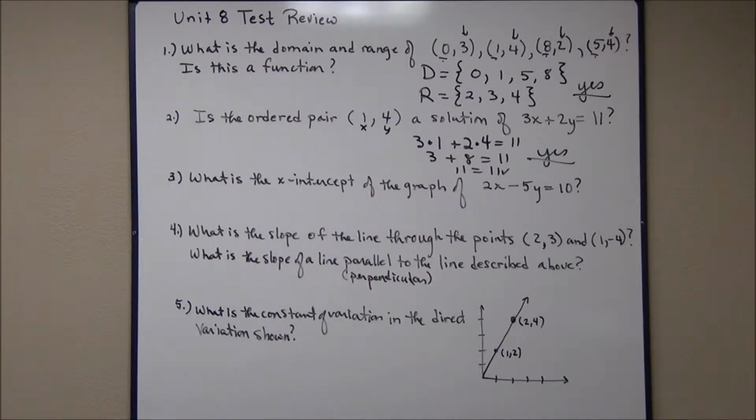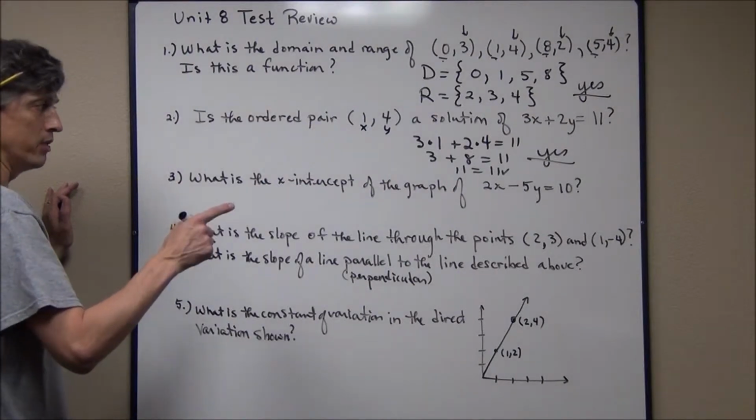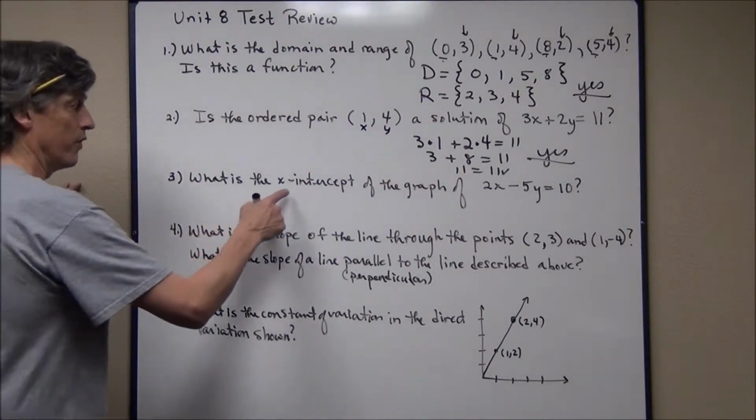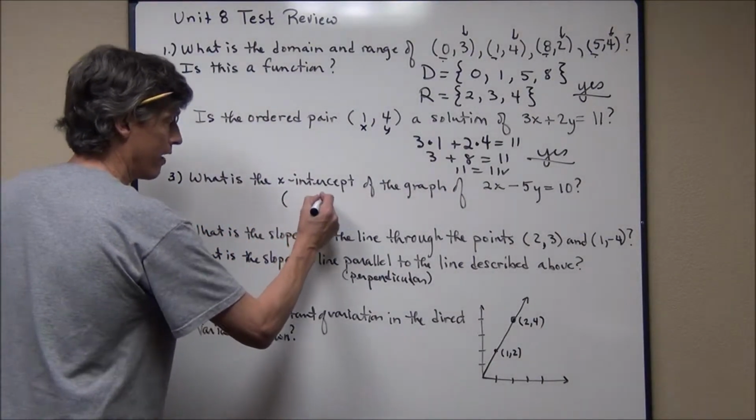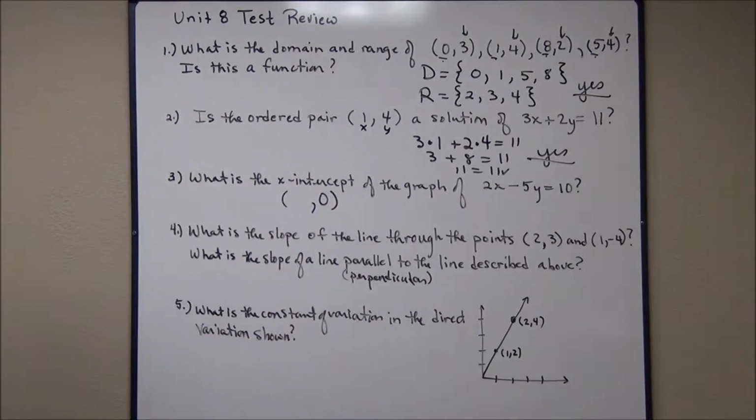Third problem, what is the x-intercept? That, of course, is where the line crosses the x-axis of the graph of 2x minus 5y equals 10. Now, if it was in slope-intercept form, we would be able to find the y-intercept because that's the plus b part on the end. But this is asking for the x-intercept, where it crosses the x-axis. Well, the y-intercept always has an x value of 0. For the x-intercept, it has a y value of 0, because any point on the x-axis has a y value of 0. You move right or left, but you don't go upward or downward to stay on the axis.